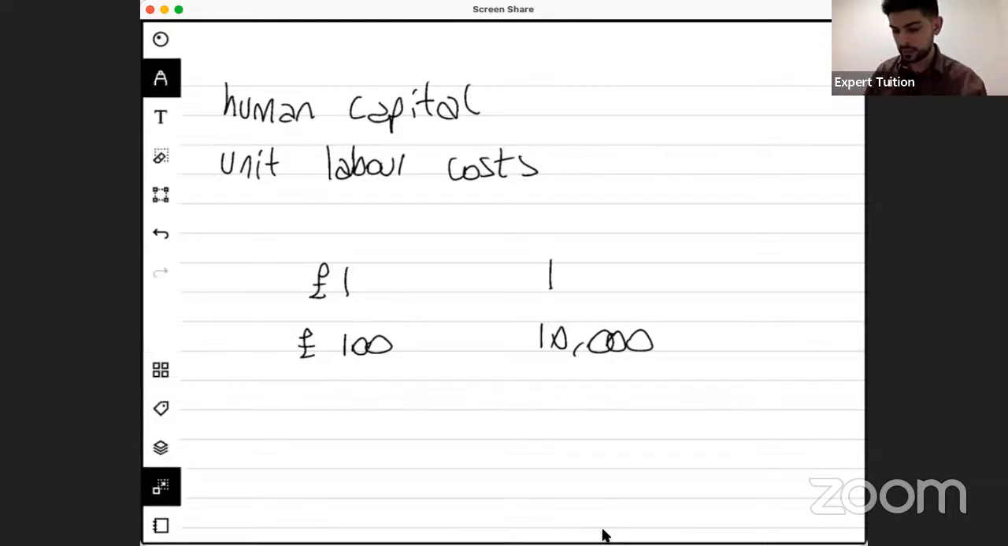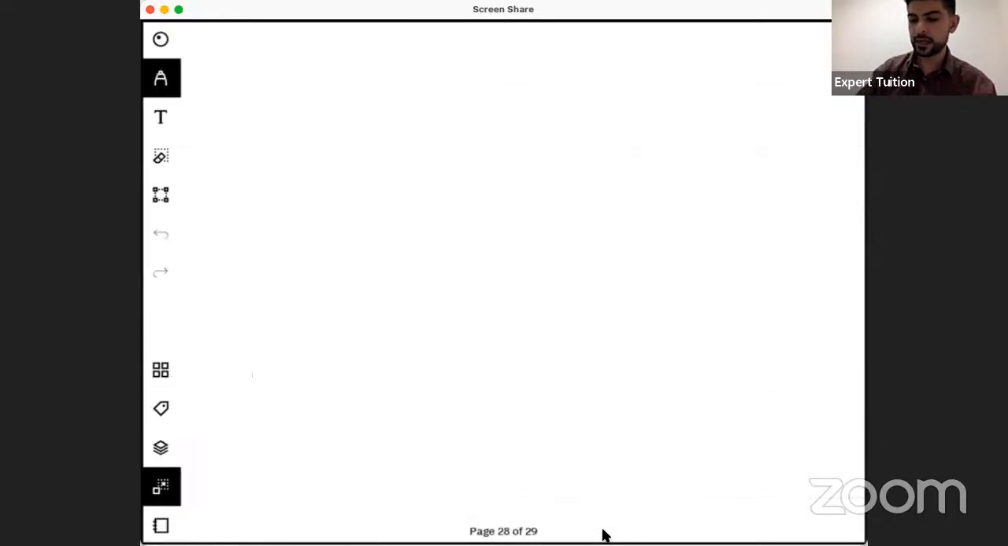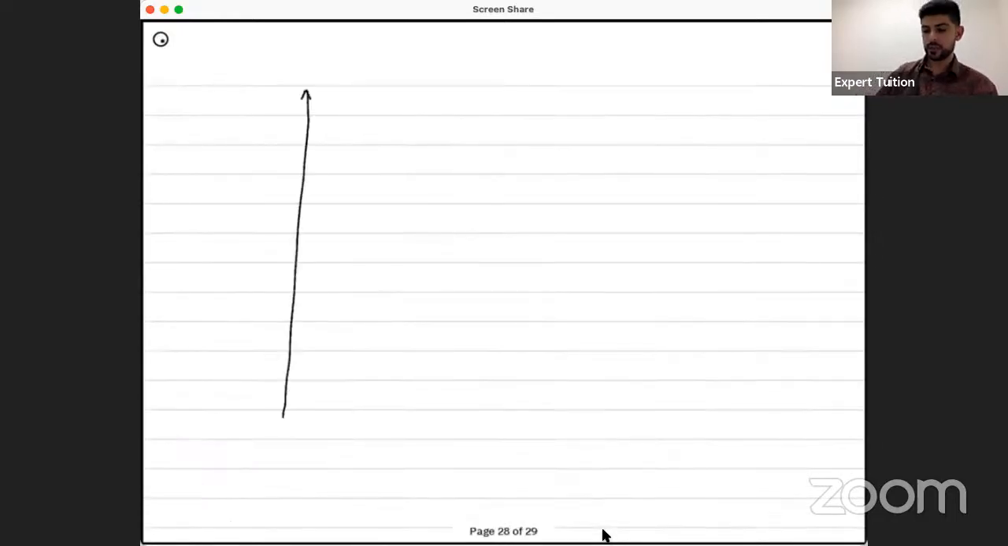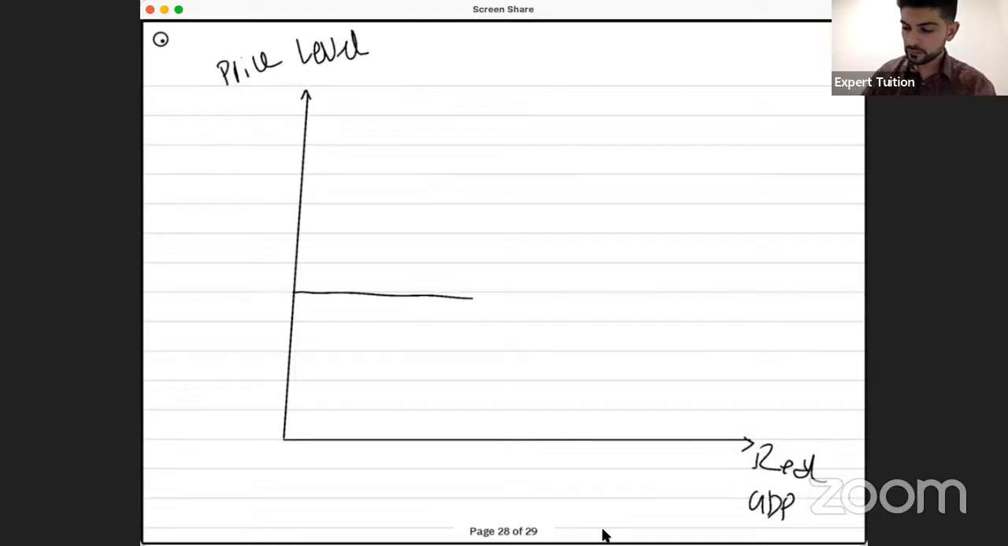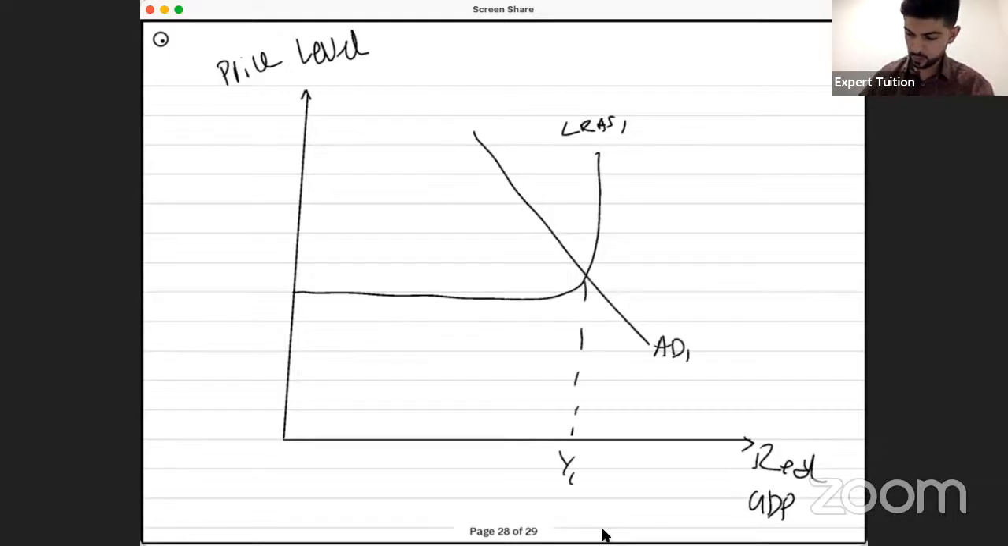And then we bring a basic diagram into the equation. And that basic diagram is the LRAS curve shifting outwards because this is supply side policy, right? So let's do it. Real GDP over here and price level over here. Here's my initial LRAS curve, LRAS1, AD1, Y1, P1. LRAS is going to shift outwards, right? As a result, look at what happens.